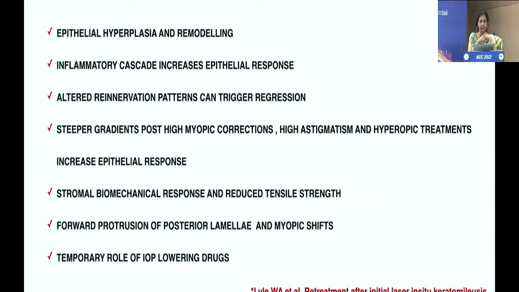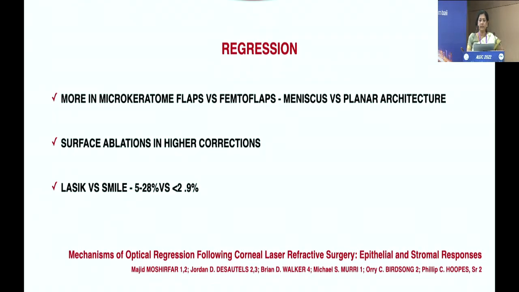to increase epithelial response. And the stromal biomechanical response is also to be noted, like in these thinned out corneas and the reduced tensile strength, because of which you see a forward protrusion of the posterior lamellae and an apparent myopic shift which presents. And that is why there is even a thought of temporarily treating these eyes with IOP lowering drugs, but we really do not know how effective it is.